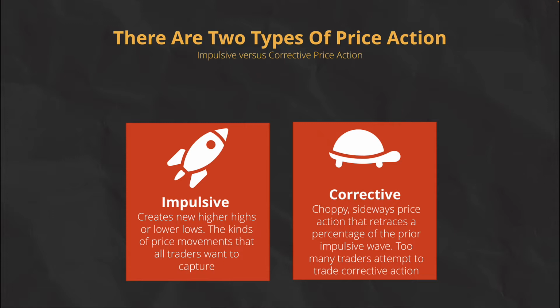This is where a lot of traders fall into a trap: they try to trade that corrective price action instead of zooming out a little and keeping in mind the bigger picture, which is that once corrective price action concludes, it will be followed by impulsive price action. I see way too many traders attempting to trade corrective price action, and again, I'm really hoping that today's class is going to help you with this.